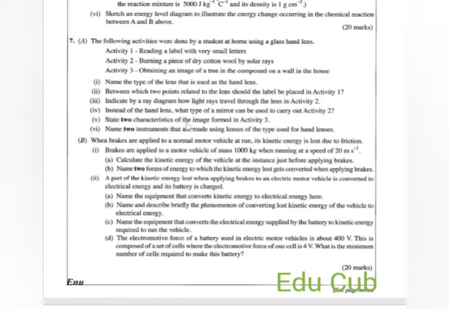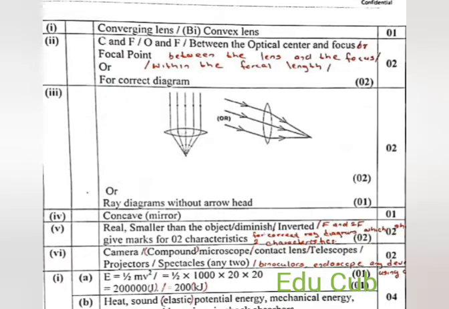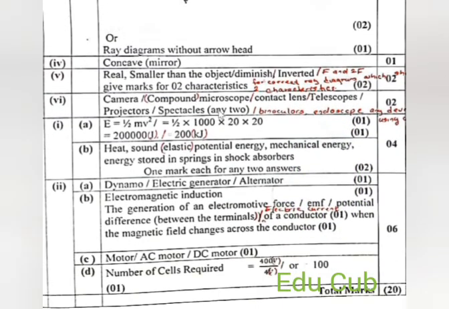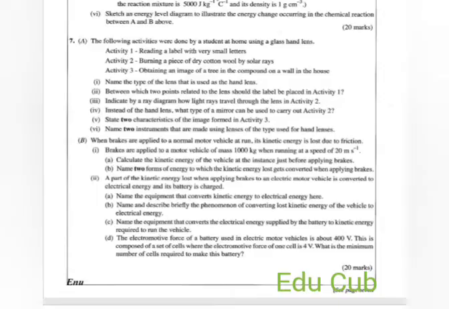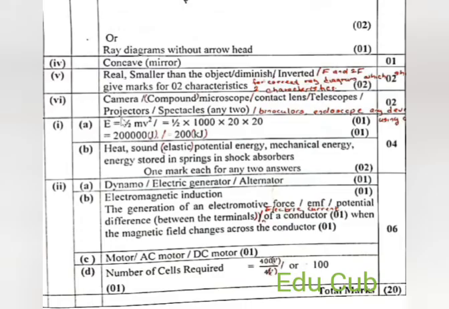State two characteristics of the image formed in activity three. Let's see. It is a real image, smaller than the object, and inverted. These are the characteristics. Name two instruments that are made using the type of lens used for hand lenses. Is it camera, compound microscope, contact lens, telescopes, projectors, spectacles? These are the answers.